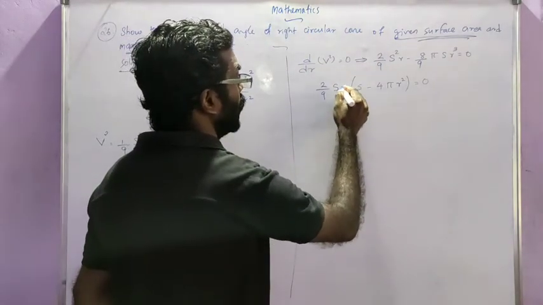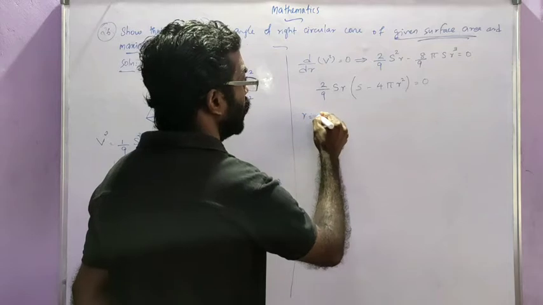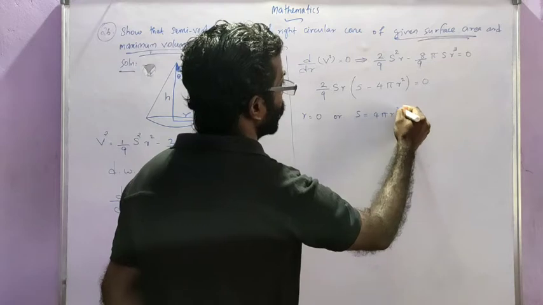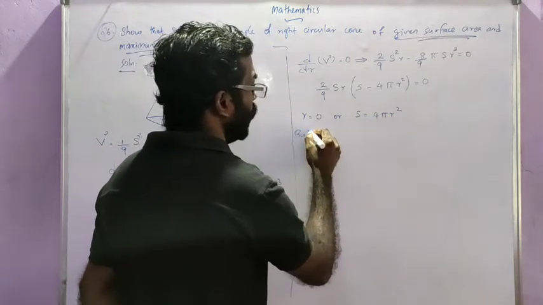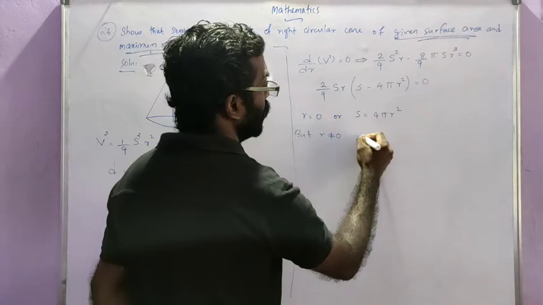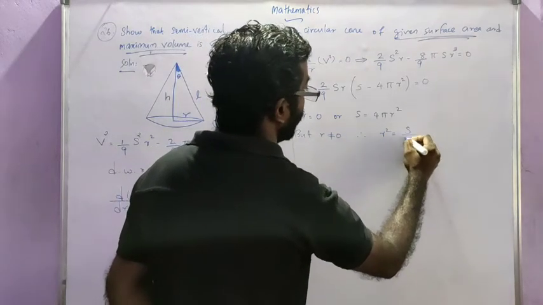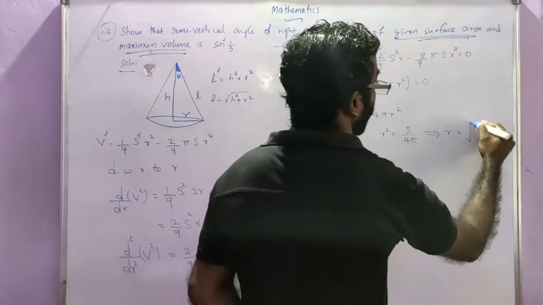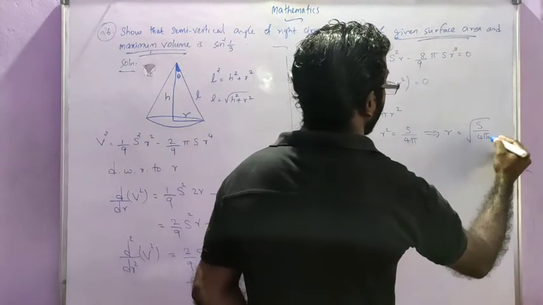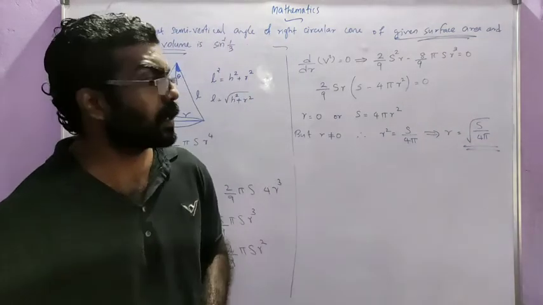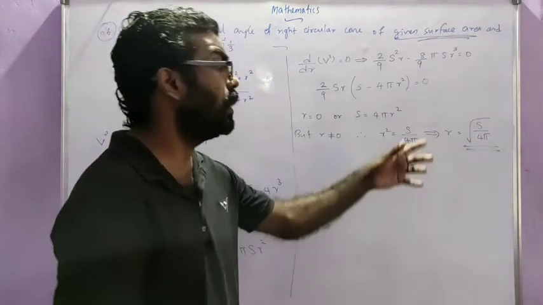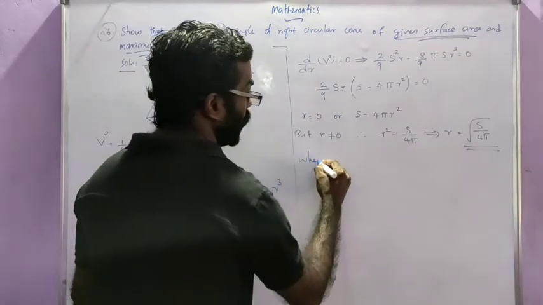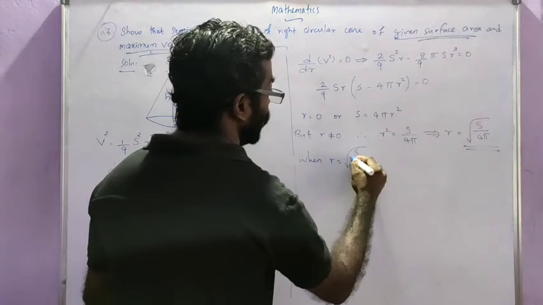That is 2 by 9 s r equal to 0, which implies r equal to 0 or s equal to 4 pi r square. But r not equal to 0, r is the radius. Therefore, r square equal to s by 4 pi, which implies r equal to root of s by 4 pi. Now we have to check the sign of the second order derivative when r equal to root of s by 4 pi.